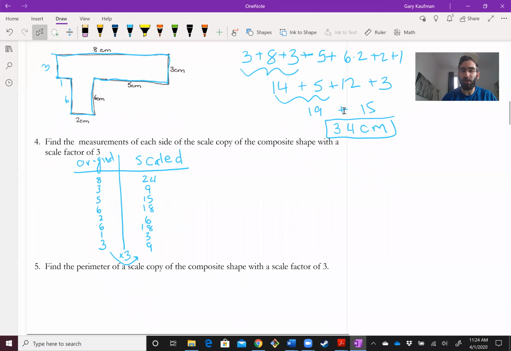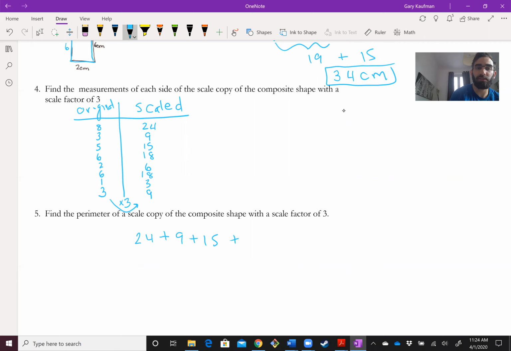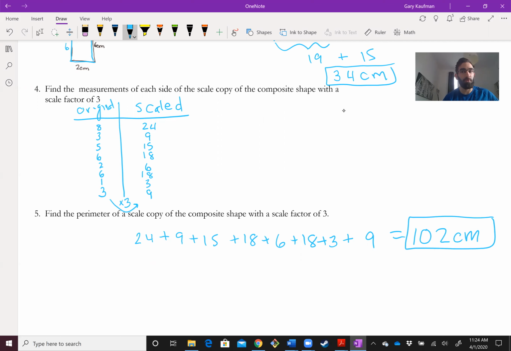We're now asked to figure out what the perimeter is. And what we realize when we add up 24 plus 9 plus 15 plus 18 plus 6 plus another 18 plus another 3 plus another 9, we end up getting 102 centimeters. Notice it's perimeter, so it's not centimeters squared, which means we're not squaring the scale factor.